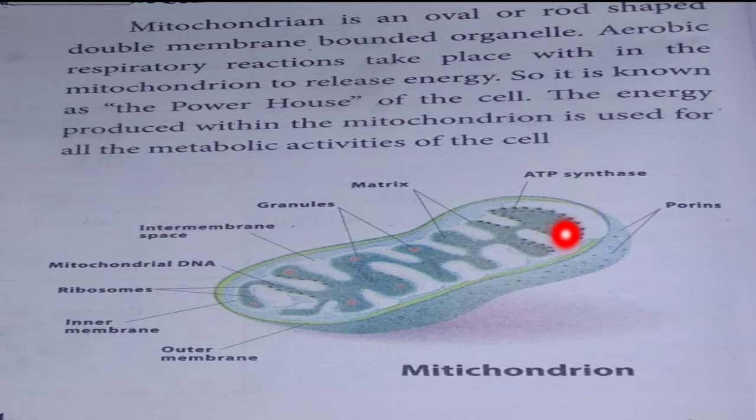Here you see ATP synthesis. Here porins are also seen in mitochondria. Here is the matrix, these are the matrix. Here granules are seen. Then mitochondrial DNA, ribosomes, inner membrane and outer membrane are seen.